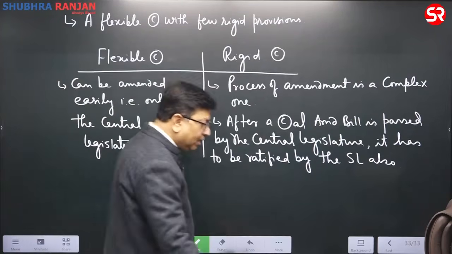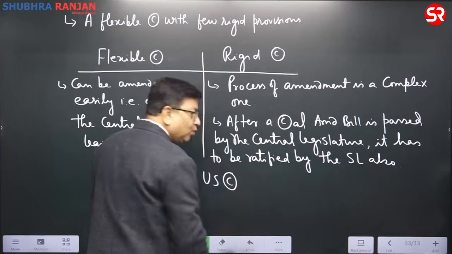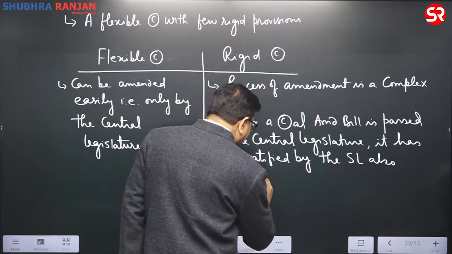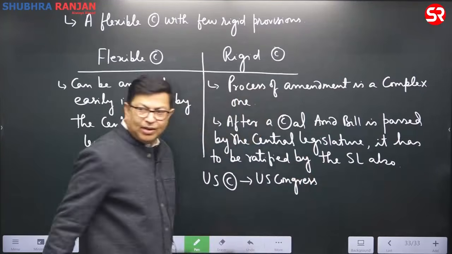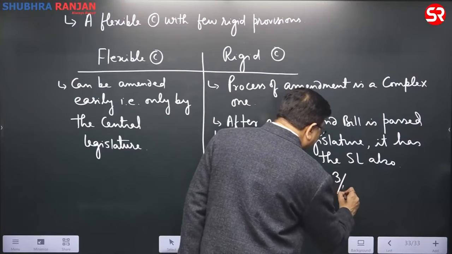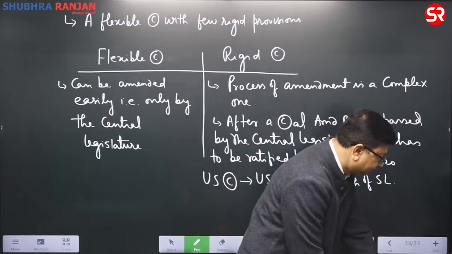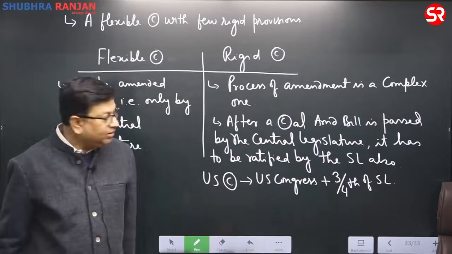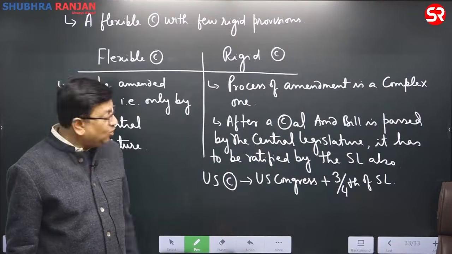For example, the US Constitution is a rigid constitution, and after the US Congress passes a constitutional amendment bill, it has to be ratified by 3/4 of the state legislatures. 3/4 of the state legislatures. How many states are there in America? 50. What will be the 3/4?